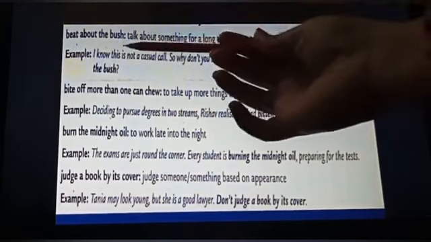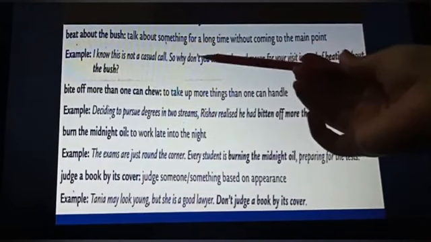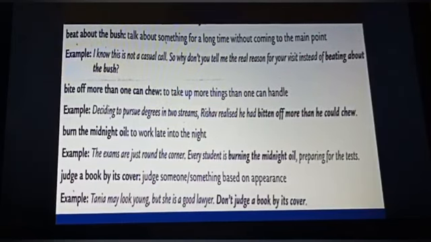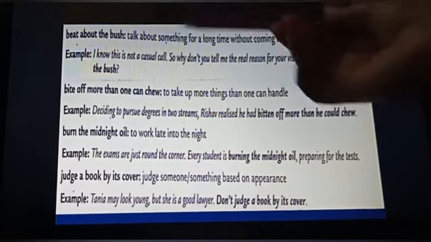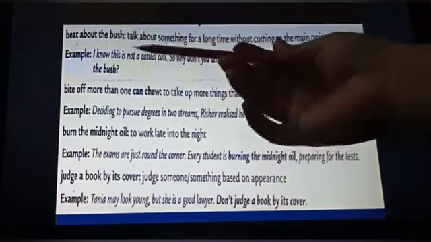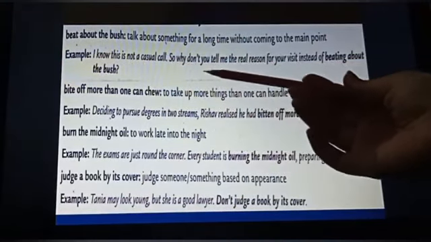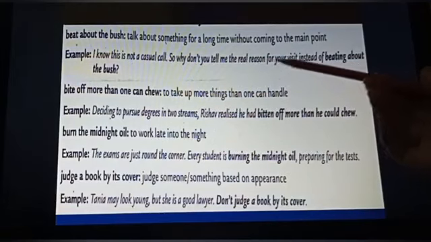Beat about the bush means talk about something for a long time without coming to the main point. Sometimes you don't want to convey your message to someone directly and you talk around it. In that condition, what will you say? Don't beat about the bush. For example, I know this is not a casual call, so why don't you tell me the real reason for your visit instead of beating about the bush?